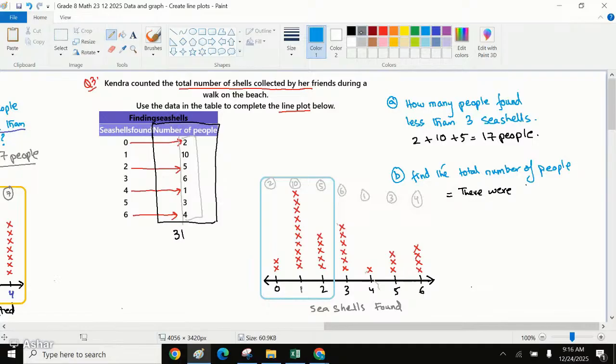That means there were 31 people in total. If we would speak about Kendra's friends only, that means Kendra counted the total number of shells collected by her friends, right? So if Kendra is included in those 31 or not, that would complicate. So we just do what is the total number of people, we add the number of people, we find the answer. Okay.